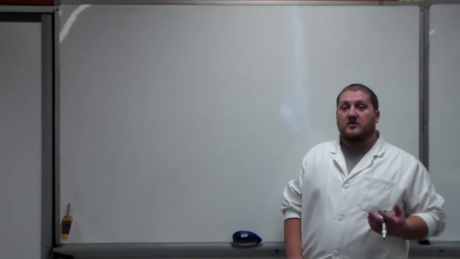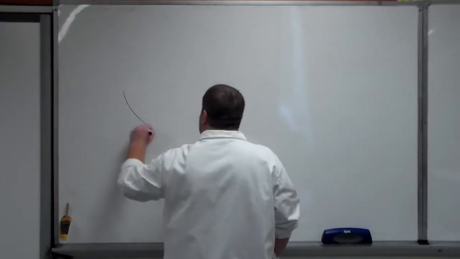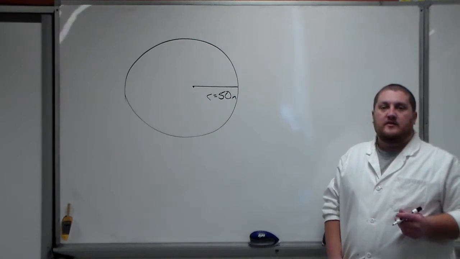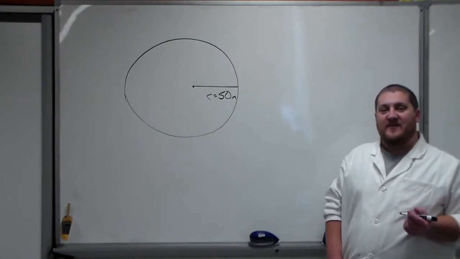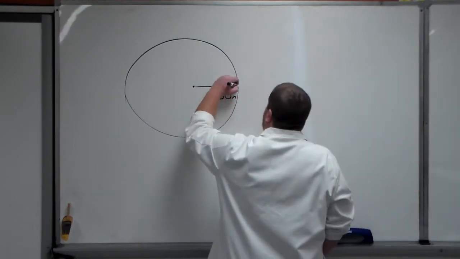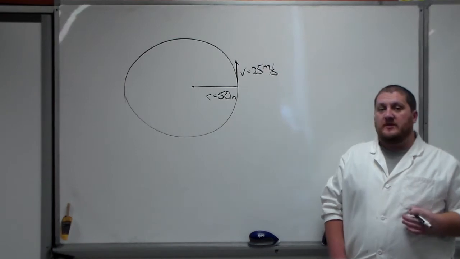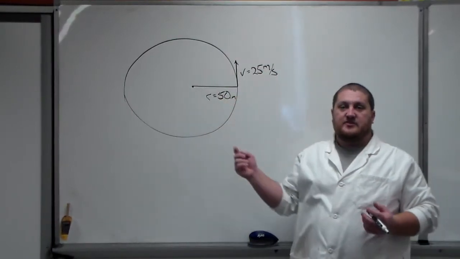We're looking at a problem with a car going around a circular turn. The radius of the turn is 50 meters, and the car is traveling at 25 meters per second. The velocity of the car will be constant in magnitude, however, the direction is constantly changing.